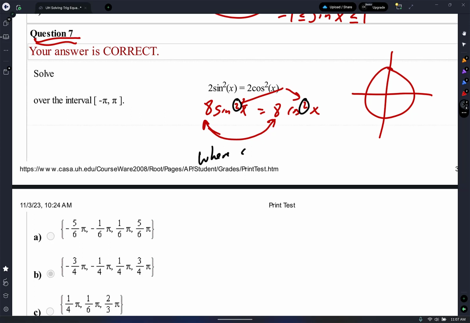So I'm going to write that. Where sine theta and cosine theta have same magnitude. That just means number.